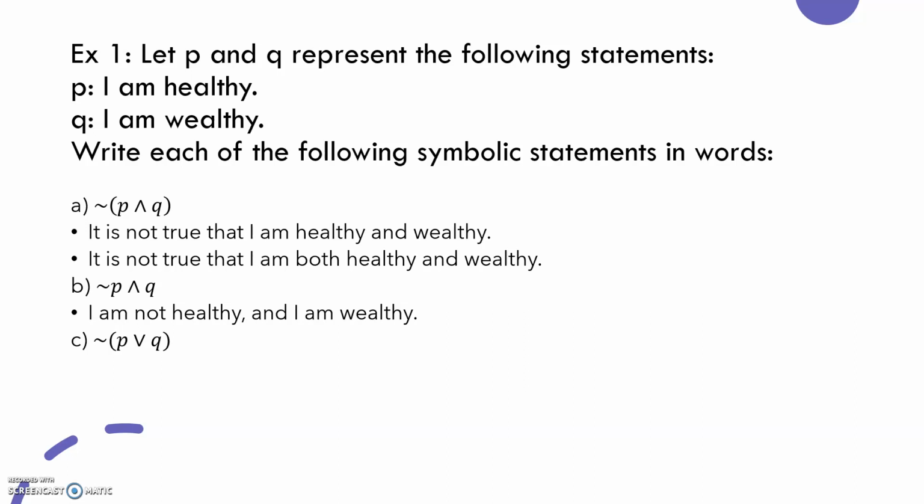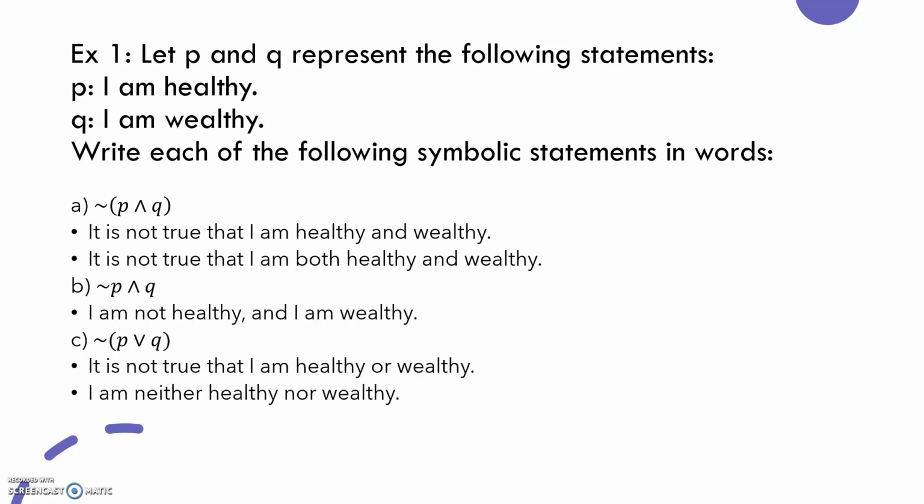And then for the last one for this example, this reads not, parenthesis, P or Q. Since the P or Q is in parentheses, again, that means that negation is applying to both of those. So you would say it is not true that I am healthy or wealthy. Another way to say that is I am neither healthy nor wealthy. So it's saying that negation applies to both of those. Okay, so this is how you would take the symbols and translate them into words.